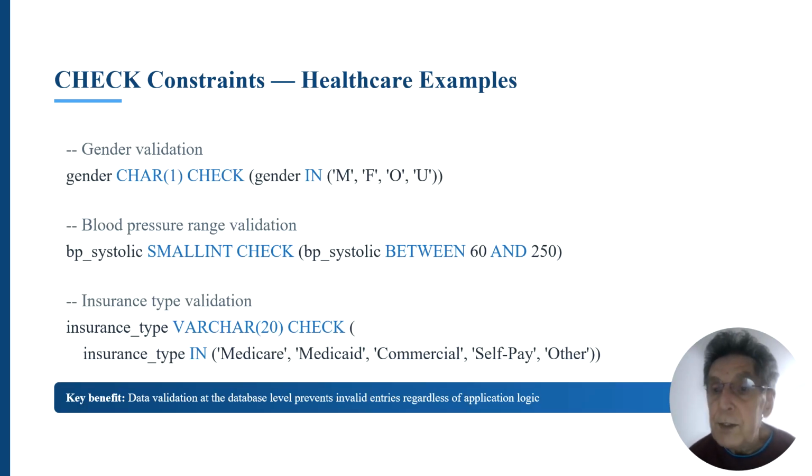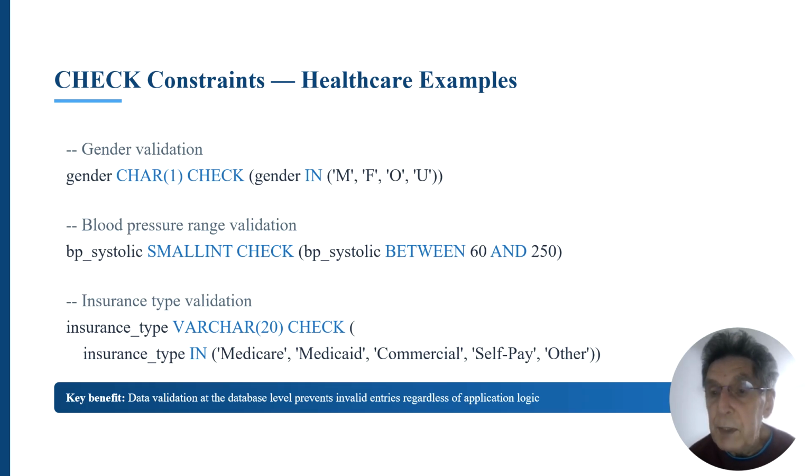Check constraints let you encode business rules directly into the schema of your data. Like, let's look at gender. Gender validation with gender char(1) check gender in M, F, O, or U allows the user to only enter M, F, O, or U rather than other text or an X or 1 or trying to put in MALE. Using the check option allows you to specifically limit what entries are legal.